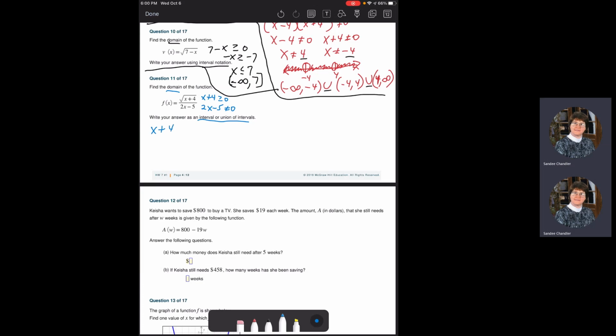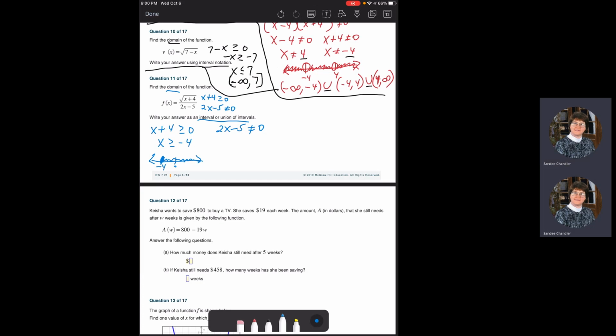X plus 4 has to be greater than or equal to 0. We got to solve 2x minus 5 cannot be 0. Well, we got our algebra down. Subtract 4 from both sides, and we know that x is greater than or equal to negative 4. So negative 4 is there. Greater than or equal to is a solid dot, and shade everything to the right.